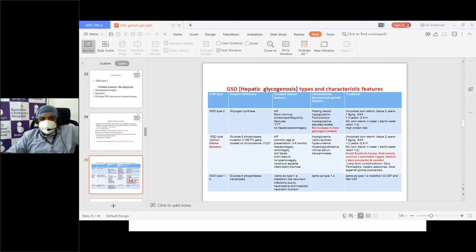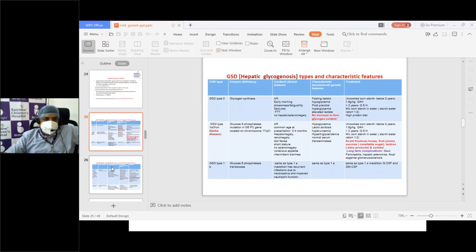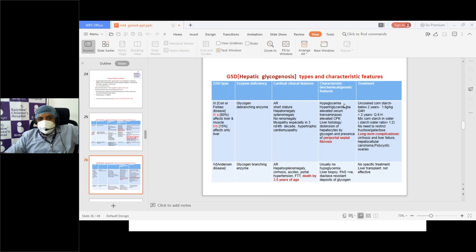And this table helps to differentiate the cardinal classical features, the biochemical features, and the treatment of various types of glycogen storage disease. The main focus is type 1. These are the characteristic biochemical features: hypoglycemia, lactic acidosis, hyperuricemia, and hypertriglyceridemia, and the treatment is basically uncooked cornstarch, right? Type 1b especially will have recurrent infections, and this is type 3. So again, hypoglycemia, hypertriglyceridemia with elevated serum transaminases and elevated CPK, and here also cornstarch forms the main part of the treatment.